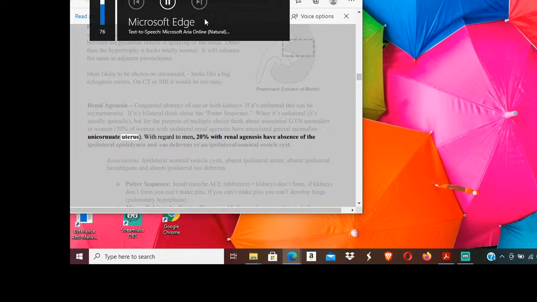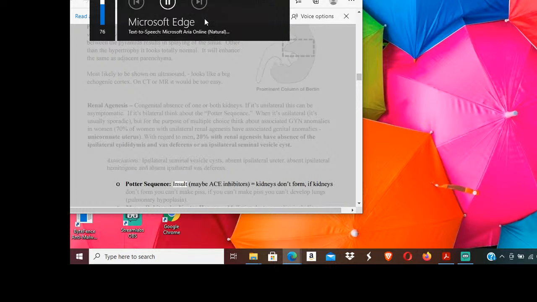Unicornuate uterus. With regard to men, 20% with renal agenesis have absence of the ipsilateral epididymis and vas deferens, or an ipsilateral seminal vesicle cyst. Associations: ipsilateral seminal vesicle cysts, absent ipsilateral ureter, absent ipsilateral hemitrigone, and absent ipsilateral vas deferens.